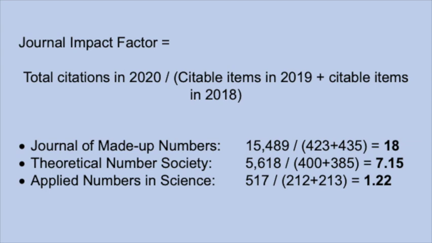So I have three hypothetical examples here. The first one is the Journal of Made Up Numbers. Hypothetically, in 2020, this journal had 15,489 total citations to a total of 858 citable items, giving it a journal impact factor of 18. Theoretical Number Society had 5,618 citations to 785 citable items, giving it an impact factor of 7.15, while Applied Numbers in Science had 517 citations to 425 journal articles, giving it a journal impact factor of 1.22. So this is how the journal impact factor is calculated.